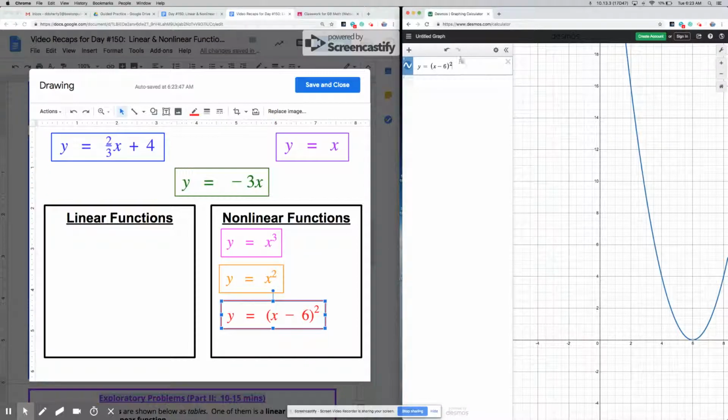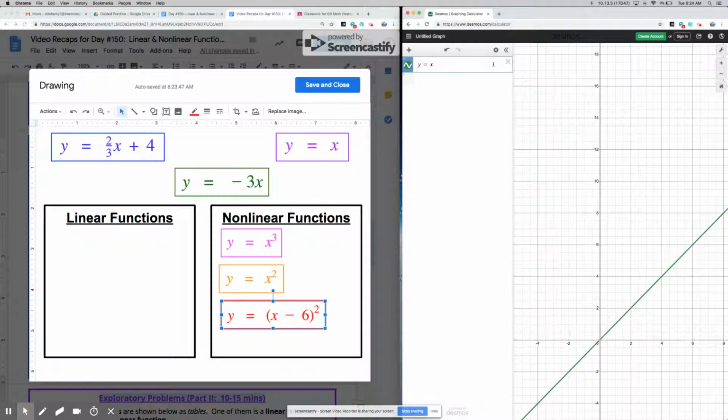These other ones, pretty straightforward. All of them resemble the linear functions we've seen throughout the year. If you just did y equals x, that's a graph that's proportional with a slope of 1. If you do y equals negative 3x, that just makes the slope negative and steeper.